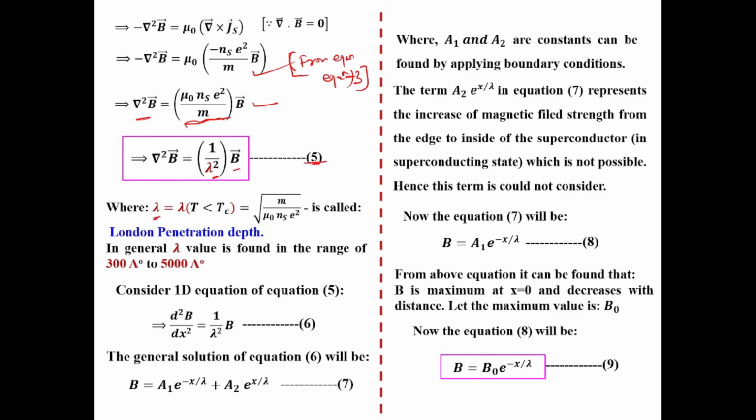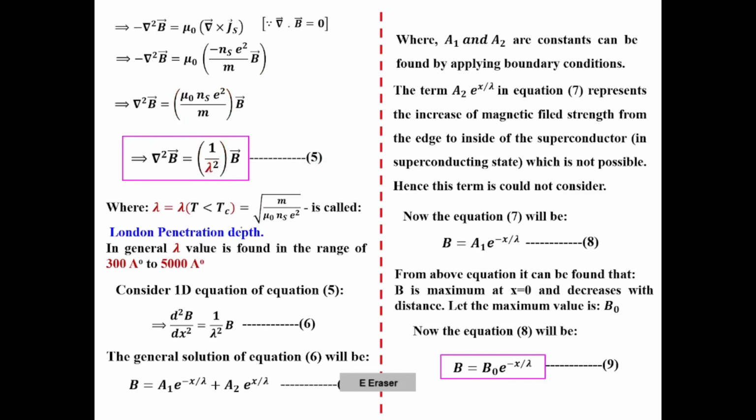And here lambda is a function of temperature itself. This lambda represents the value below transition temperature. Any temperature below transition temperature, this value is how much? Here you can see 1 by lambda square is this much, so obviously lambda will be just the reverse, square root of m by mu naught n s e square.